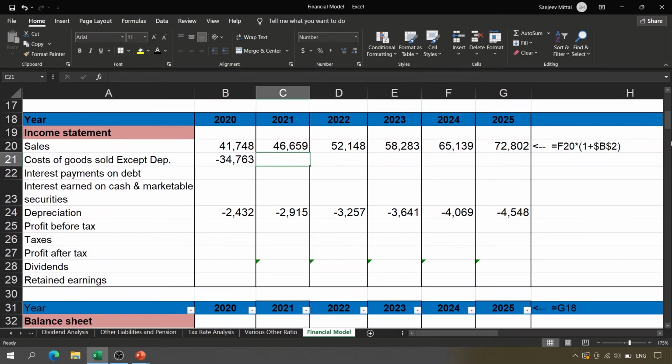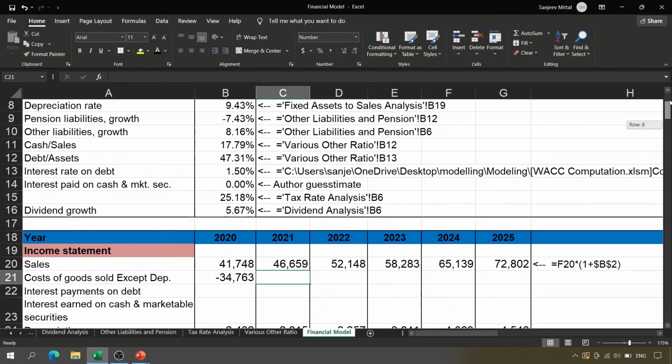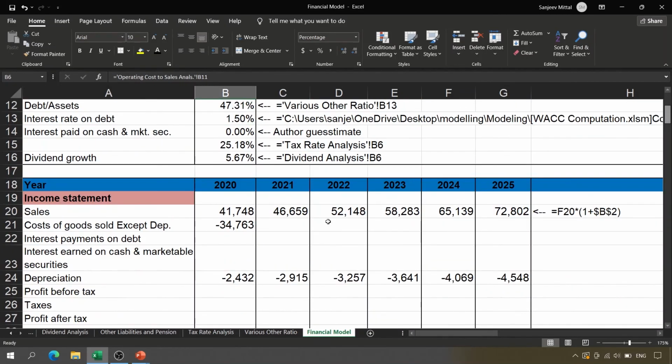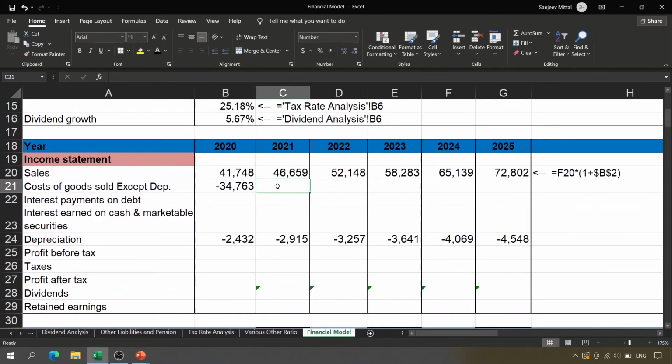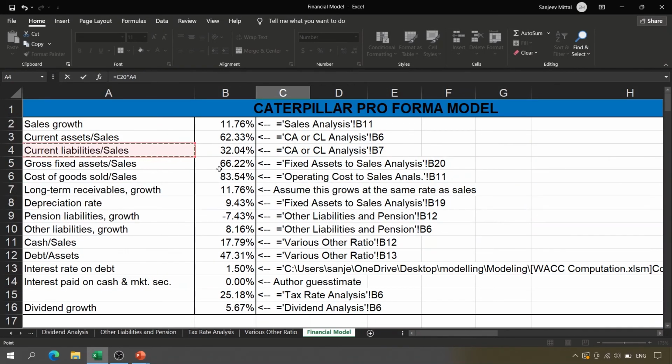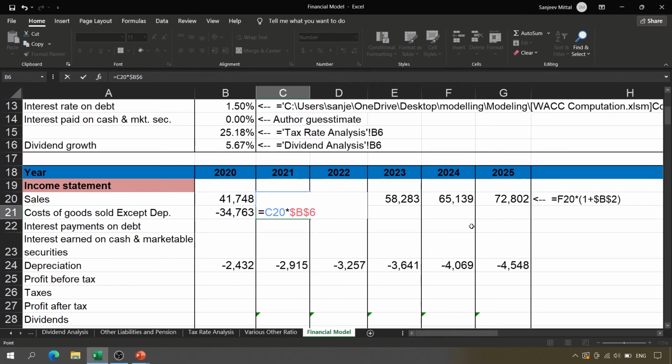After that, we already know that inside our financial model, we have our cost of goods sold to sales ratio, as you can see here. So this is the cost of goods sold to sales ratio of 83.54%. We shall use these details for finding our cost of goods sold. So this is our sales, and we shall multiply our sales with our cost of goods sold ratio here. And I shall freeze this because we shall need it later on also. And I shall press enter.